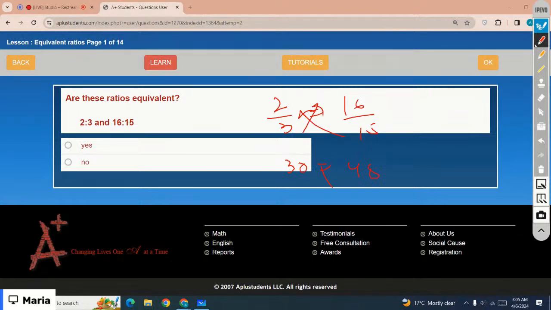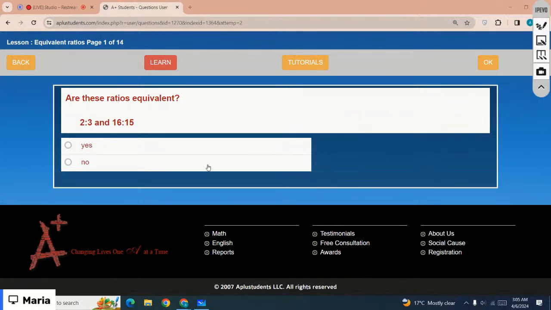The correct option is no. So that means the ratios are not equivalent. The correct option is no.